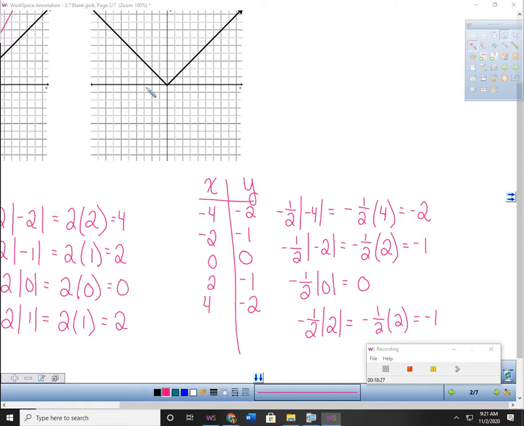-4, -2, then -2, -1, 0, 0, 2, -1, and 4, -2. See how this made this a little bit wider, right? And were we correct? Did it flip it? Yes.